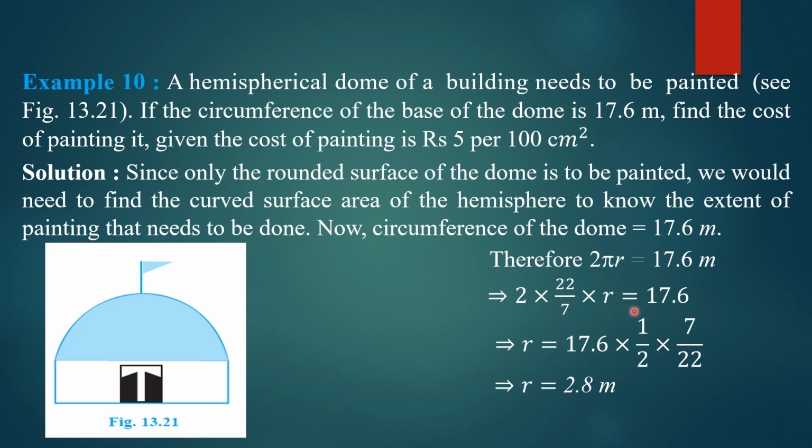From this equation, we had to find the value of r. Understood this point, my children? This implies r is equal to, we have to transpose these two numbers to RHS. Then we get r is equal to 17.6 into, here 2 becomes 1 by 2, into here 22 by 7 becomes 7 by 22. Understood this step, my children? Here we have to simplify these numbers.